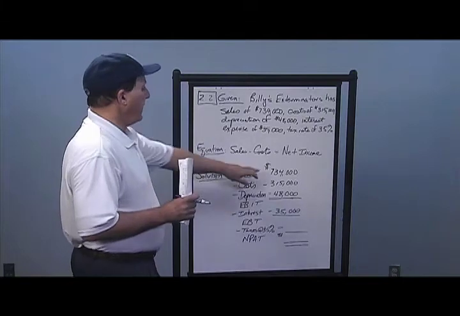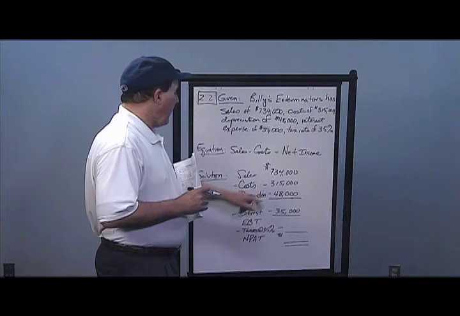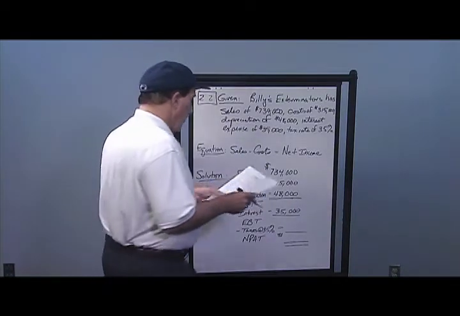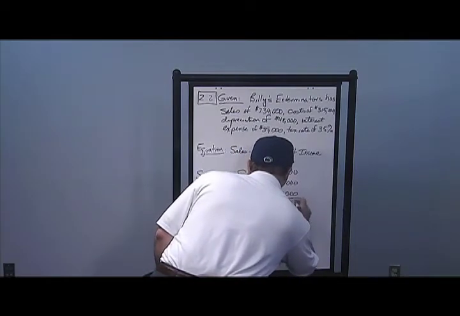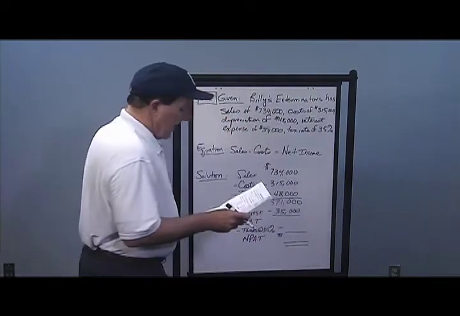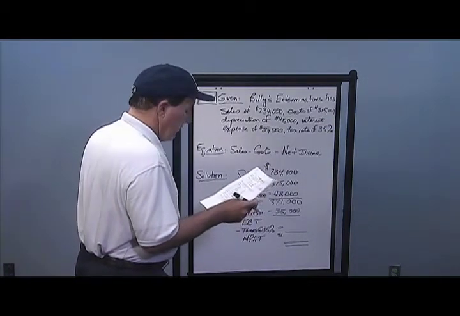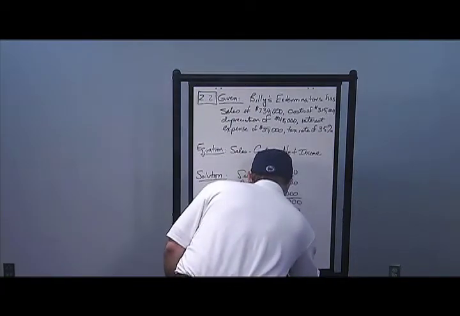So sales, we plug in $734,000. Cost, we plug in $315,000. Depreciation, $48,000. And we come up with an EBIT of $371,000. From that, we subtract interest expense of $35,000, so we get $336,000 for EBT.